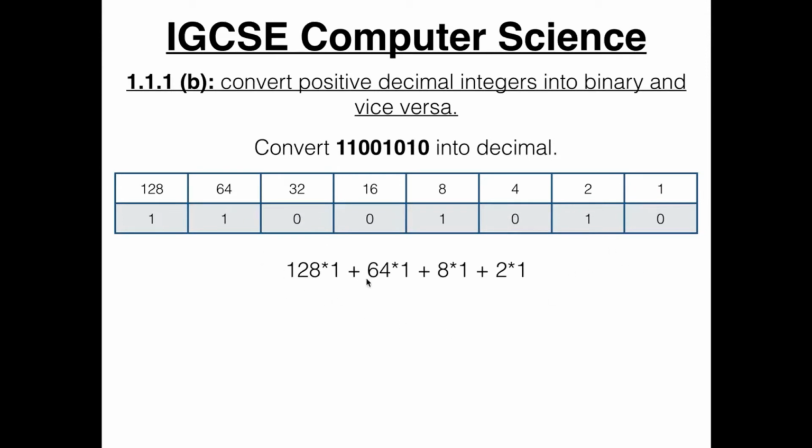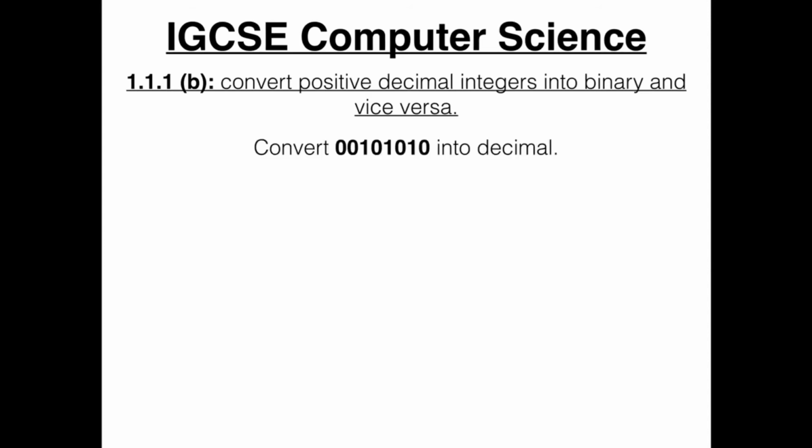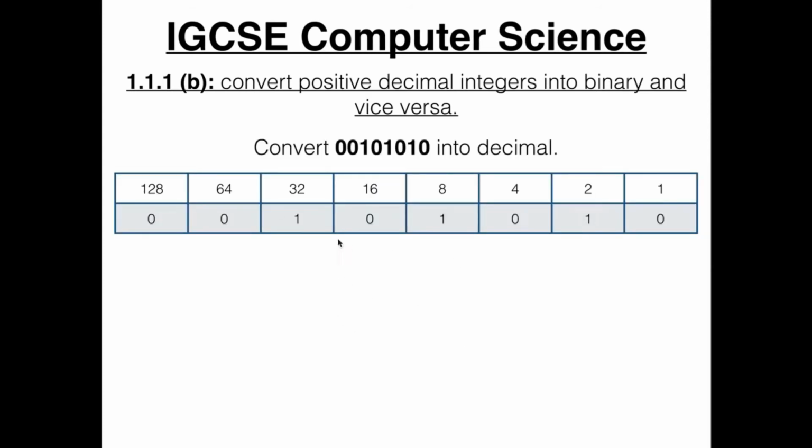So it would be 128 times 1 plus 64 times 1 and so on, which would give you 202. It's the same thing with this. Plug in the values, find the parts which only have a 1 below them, which are these. 32 times 1 plus 8 times 1 plus 2 times 1 gives you 42.